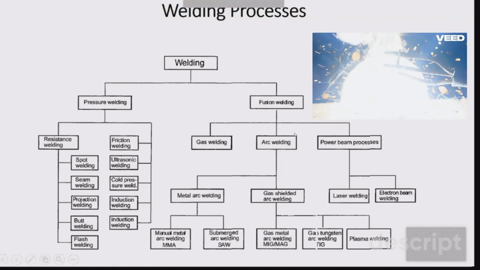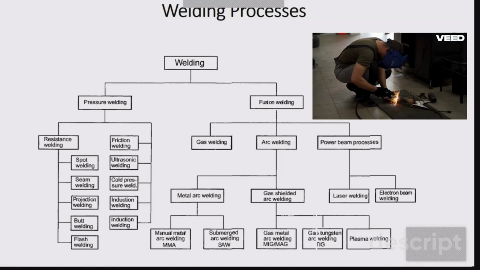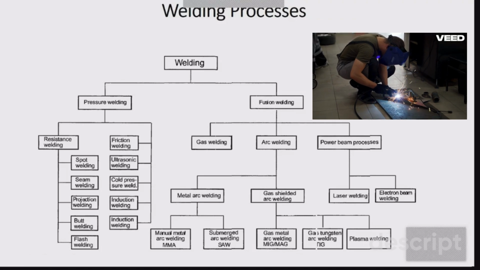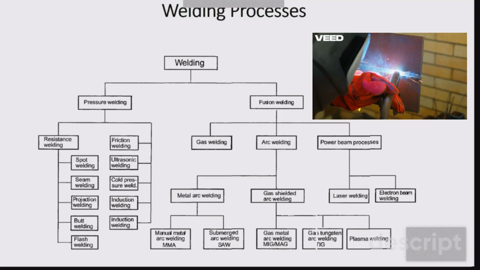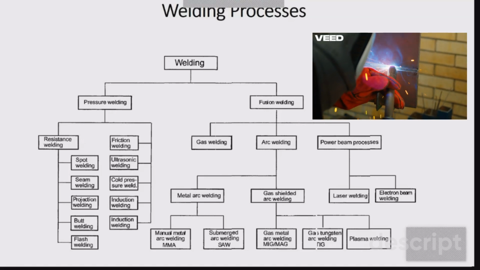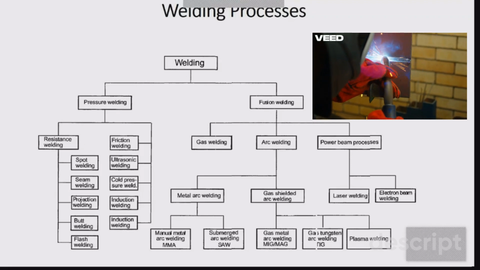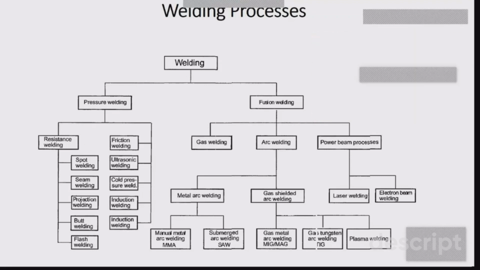Sometimes in some welding processes, the filler wire or the electrode is of non-consumable type, such as in the case of tungsten inert gas welding. In that particular welding, the electrode is made up of tungsten and it has a high melting point.